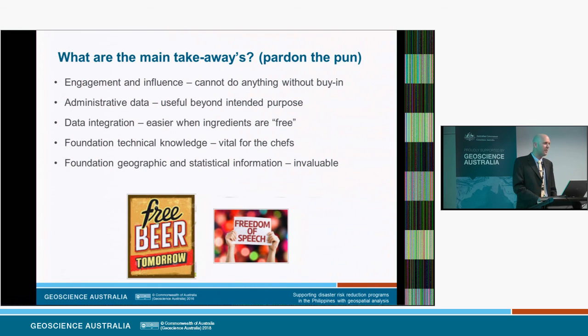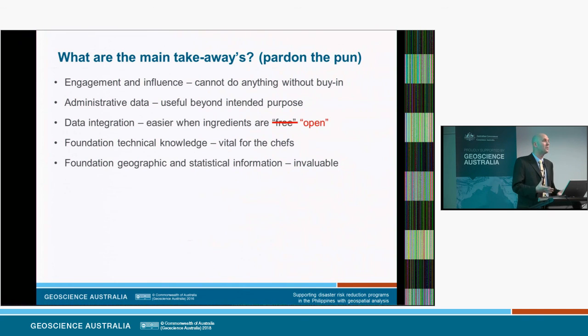You know, when we say free, what do we mean? Free as in beer or free as in speech? It's actually much easier to say open. So openly available data as the ingredients for doing this work. Foundation technical knowledge is absolutely vital for the chefs, and foundation geographic and statistical information is also invaluable. And so the producers of that geographic and statistical information, this sort of work really highlights the importance of their contribution.